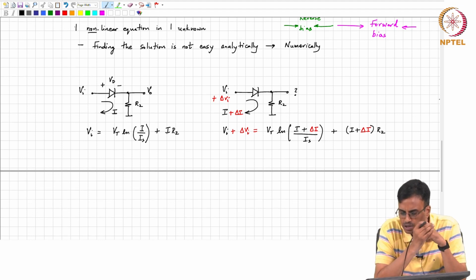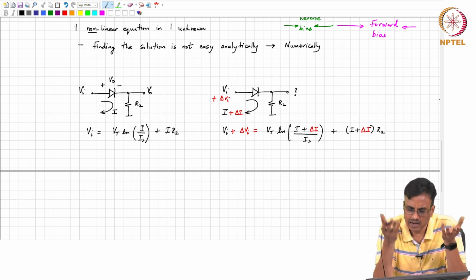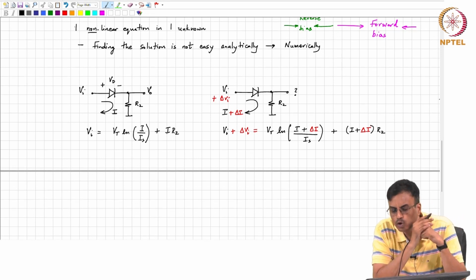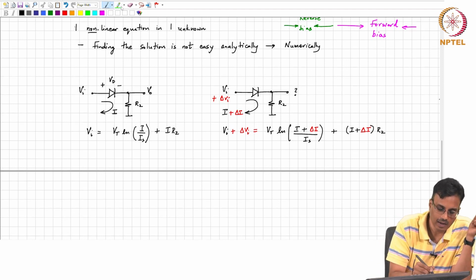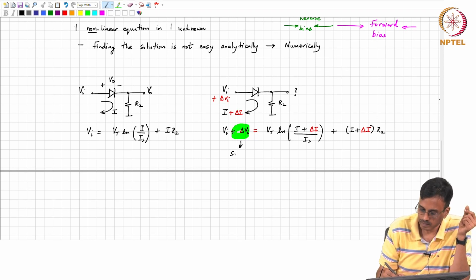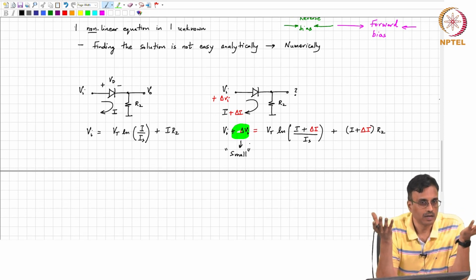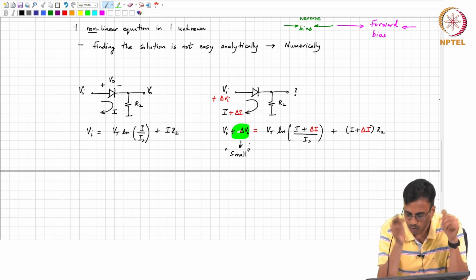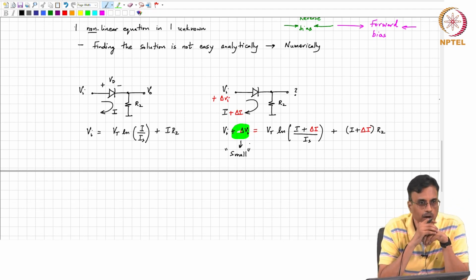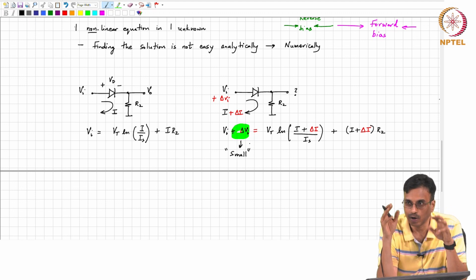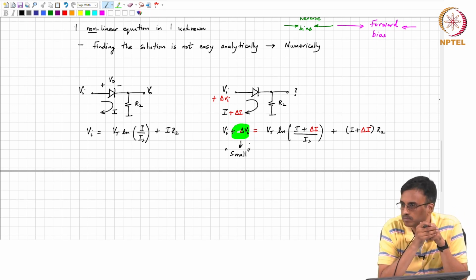Now this will work for an arbitrary change in the input voltage, correct? But now if I told you that delta V is small, what is the first question that you should ask me? Small in relation to what, correct? We will revisit this question later, but at this point we will assume that it is small in some sense, or in the right sense. What that sense is, we will come back to later.